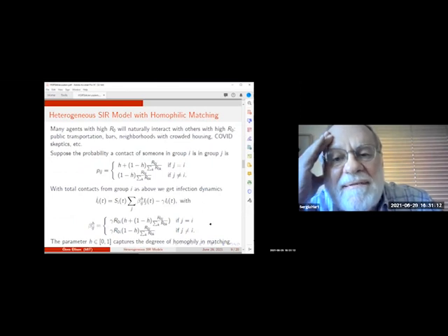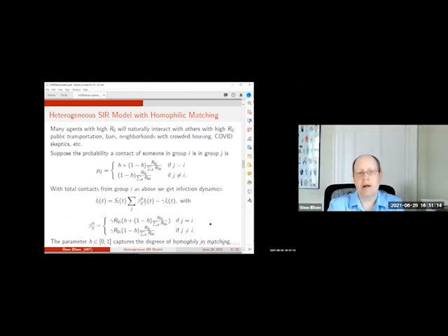Okay, so now a generalization of that to actually get more realistic, as Nikita was asking. People with high R naught are naturally going to interact with others at a higher R naught. The people who go to the bars are going to meet other people who go to bars, and they're not going to bump into people who don't go to bars. People who ride the subway are going to meet other people who ride the subway. People who live in crowded, low-income neighborhoods meet other people who live in crowded, low-income neighborhoods.